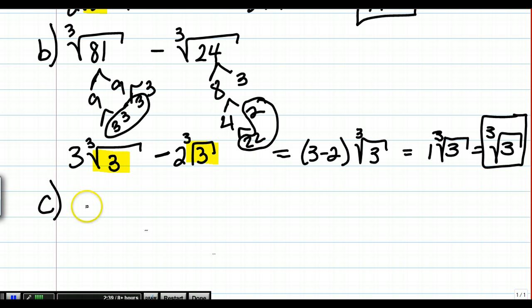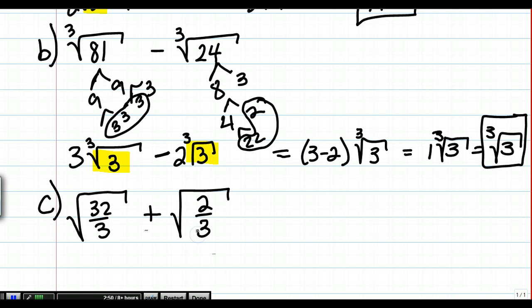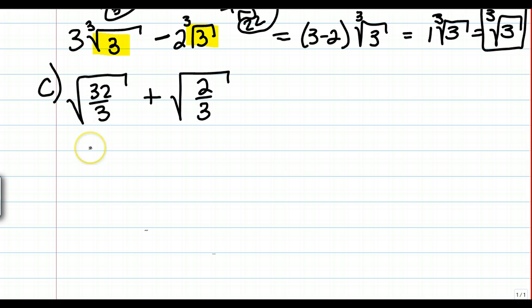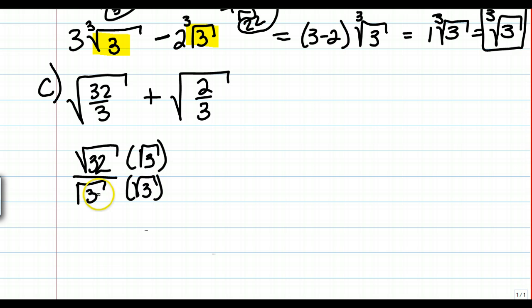C, I have the square root of 32 over 3 plus the square root of 2/3. First thing you want to do is to rationalize these, which means to simplify them. So I have the square root of 32 over the square root of 3. And let's just look at this one first. We know we can't have a radical on the bottom, so I'm going to multiply the top and the bottom by radical 3 so that they'll go away.